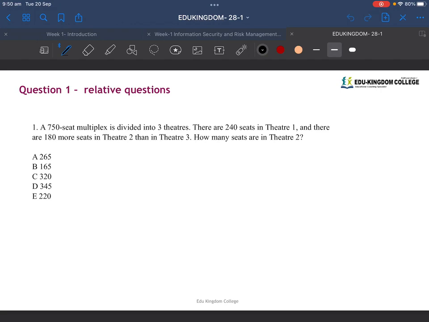So, we know that in T1, or Theater 1, there's 240 seats, right? So, from 750 seats, which is the total, if we subtract the number of seats in Theater 1, which is 240, we get 510. And actually, this 510 represents what? Theater 2 plus Theater 3. Now, we have a problem here, and that is that they don't have the equal amount of seats. Because why? Theater 2 has 180 more seats than Theater 3.